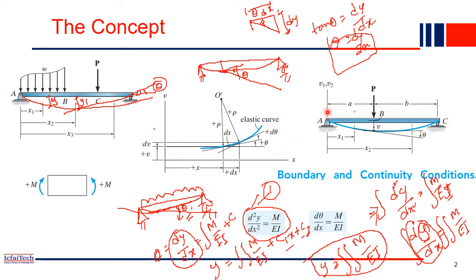So at the boundary, at this point, what is the deflection? Deflection at this point will be how much? It will be 0, right? So similarly, what is the deflection at C? And in this support, it is also 0. So we have two boundary conditions, right?